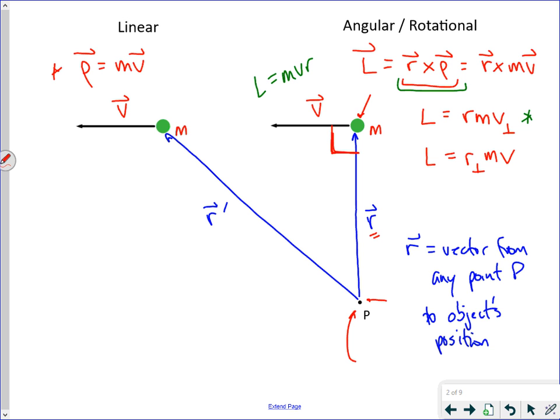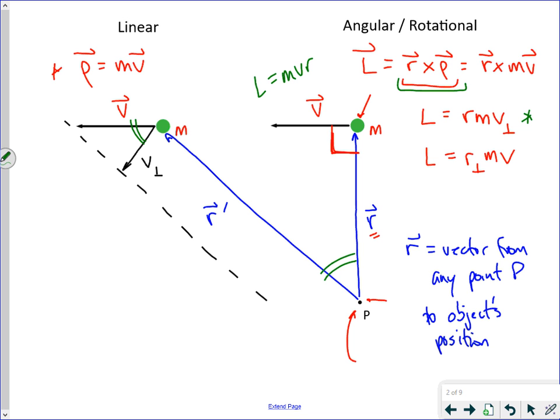Now what we have to do is look at the component of v that's perpendicular to r. Here's the general direction of r. We want the component of v that's perpendicular to that. This is what I would call v perp. And this angle here is the same as that angle there. Is that true? Yep, that's true.